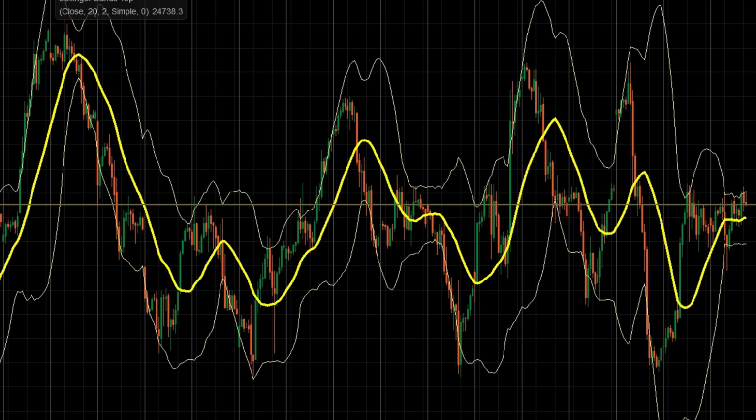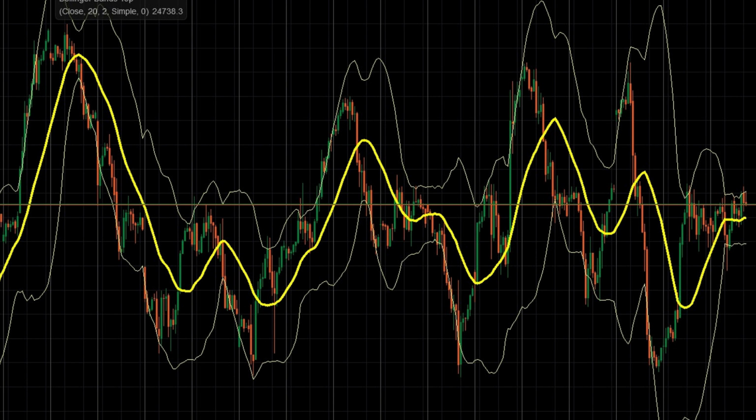You'll see three lines. The middle line is the simple moving average, MA20, the average price over the last 20 candles. The upper and lower lines are called bands. They show how far the price is stretched from the average. These bands expand when the market is volatile and contract when it's calm. Here's the key idea.